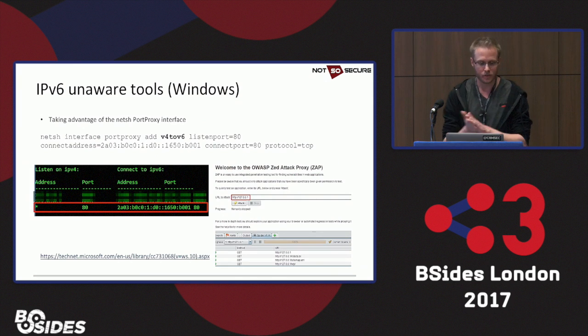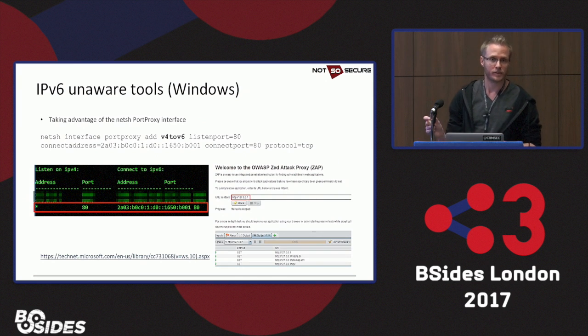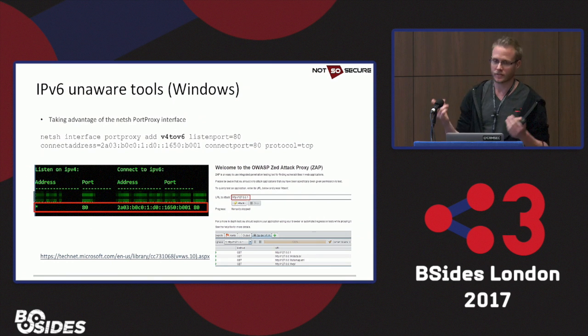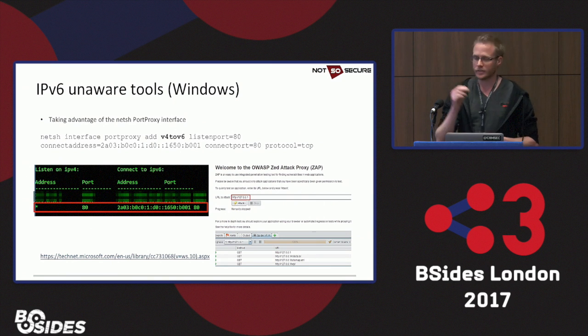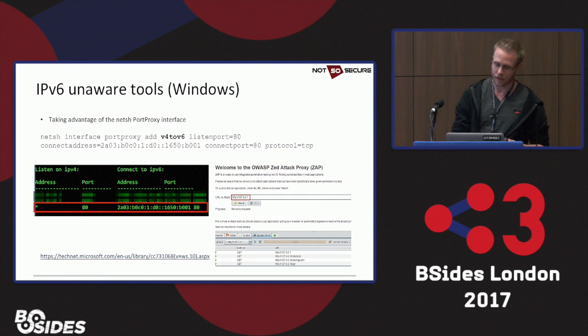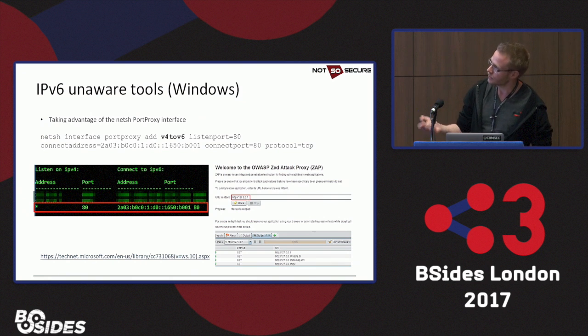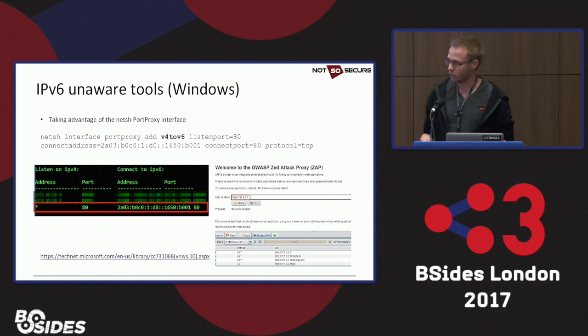So what we can do is use NetSH and this port proxy interface. Now the port proxy interface is fantastic. You can use it for many things in the pen testing world. In this case, we're using it as a v4 to v6, so same principle as SOCAT. Listen on my local box, anything you hear on port 80, forward to this IPv6 address, okay? And then we point Zap to our localhost and it runs as normal.